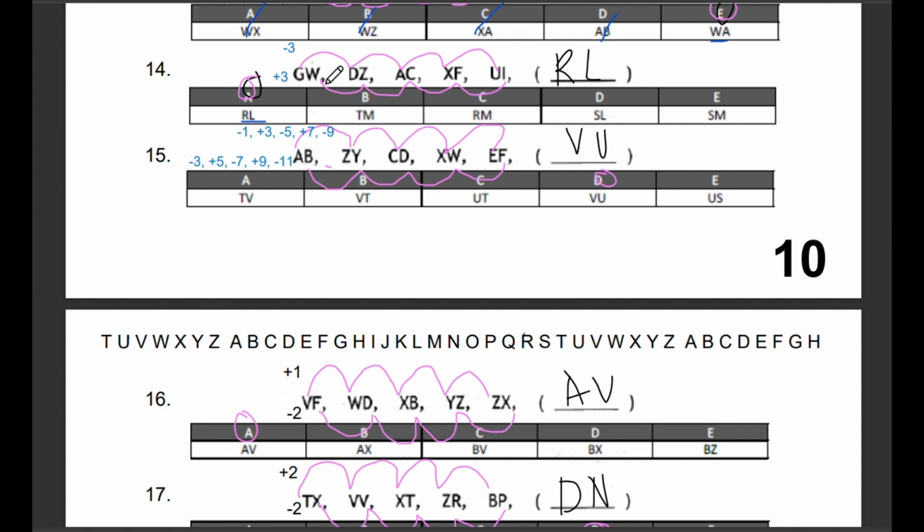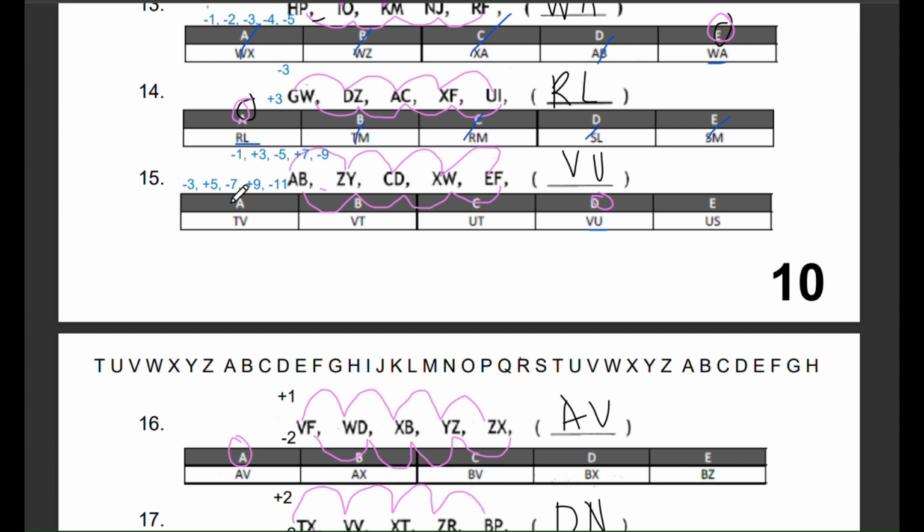Now let's see why the other options don't work. Option B, which is TM, moves the first letter 2, not 3. Option C, which is RM, gets the first letter right, but the second letter wrong. And options D and E, which are SL and SM, only move 1 letter correctly.